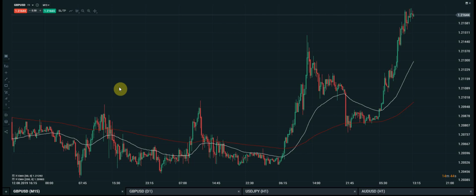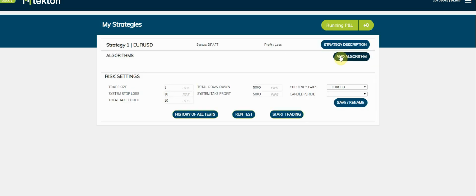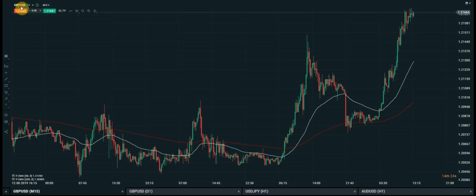So to transpose this into strategy, I want to show you how I would do that. So for example, here if I go to my strategy builder and create new strategy, I'm going to use the euro dollar as a base currency, and I'm going to use the 30-minute time frame. Okay, so we're going to use the 30-minute time frame on euro dollar, which is this one here.